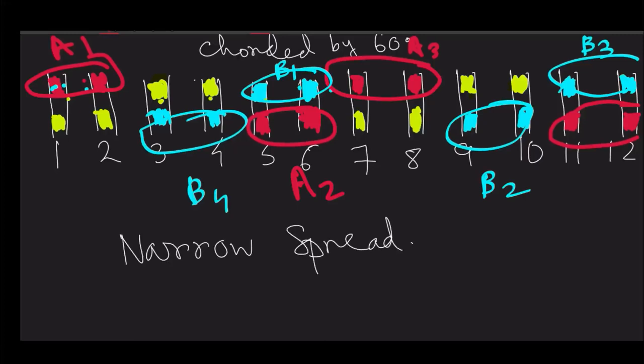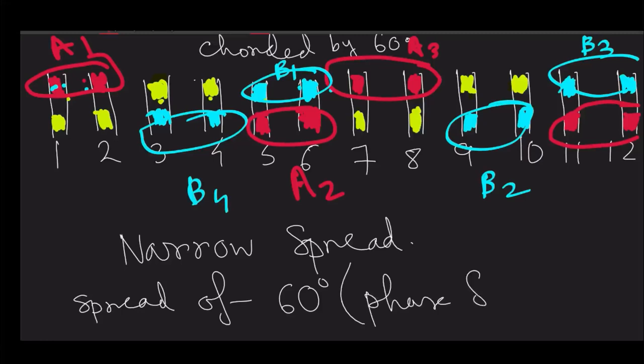Why narrow spread? Because you will see that in each group, if you consider A1, A2, A3, A4, all of them have a spread of 60 degrees. So this is known as our phase spread. This is the amount of angle spanned by all the adjacent coils together, right?